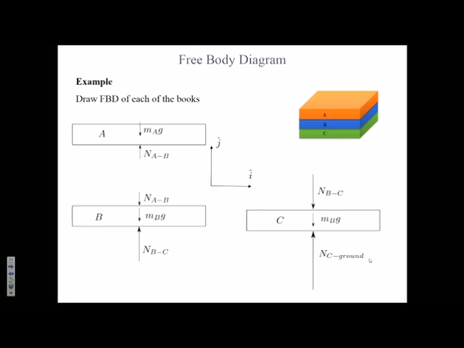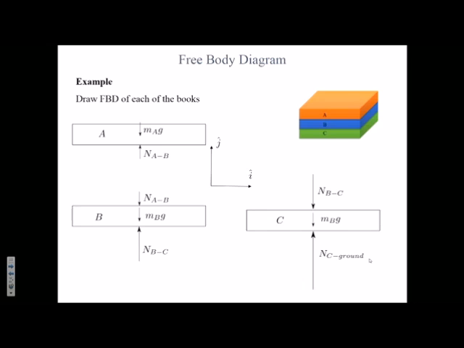So let's start with the top one, A, okay? So A is interacting with the book B, right? And it's interacting with the gravitational pull. So you have the normal reaction from the B applied on A in the upward direction. That's NA-B, and the weight is MAG, right? Simple.